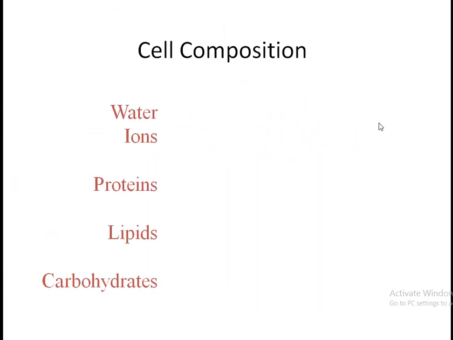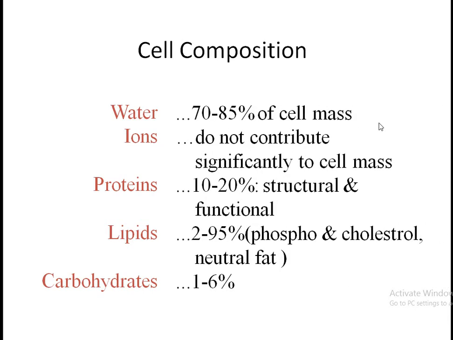As far as the composition of the cell is concerned, different types of chemicals including water, different ions, proteins, lipids and carbohydrates are present in the cytoplasm in different percentages. The most abundant is water, which constitutes almost 70 to 85% of the cell mass. Many cellular chemicals are dissolved in the water. Others are suspended in the water as solid particles.